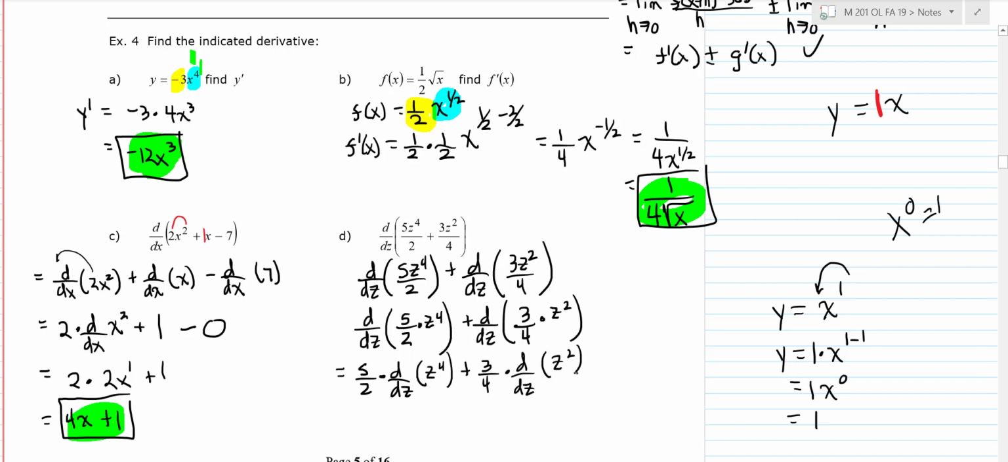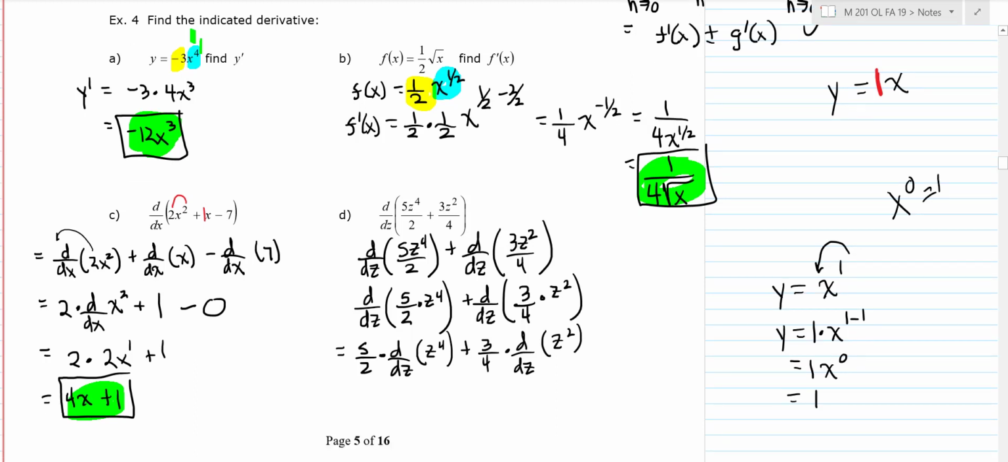Okay, and again, this is a problem that mostly you'll just do in your head or with a couple of steps on your paper, but this is the way that you use these properties. So now what you would do is you'd bring down the 5/2. When you do the derivative of z to the 4th, that is 4z to the 3rd and you still have your plus sign. Bring down the 3/4.